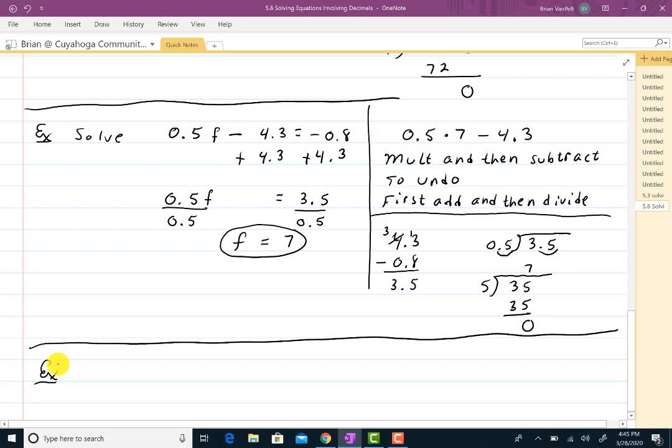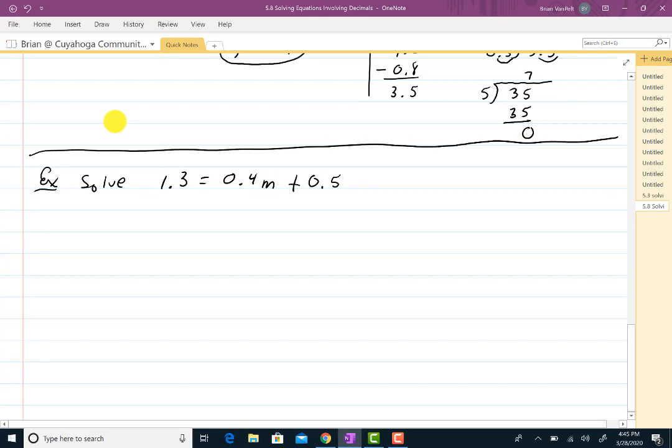For my next example, we'll have to solve, I think I'm going to put the letter on the opposite side. 1.3 equals 0.4m plus 0.5. Just like the last time, I've got 2 steps that I have to undo. The first thing I'm going to do is undo the addition by subtracting 0.5 from both sides.